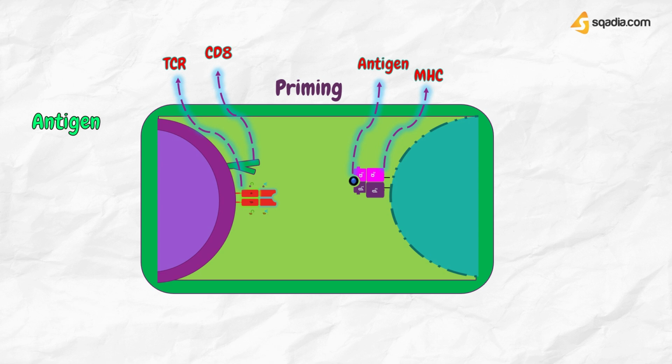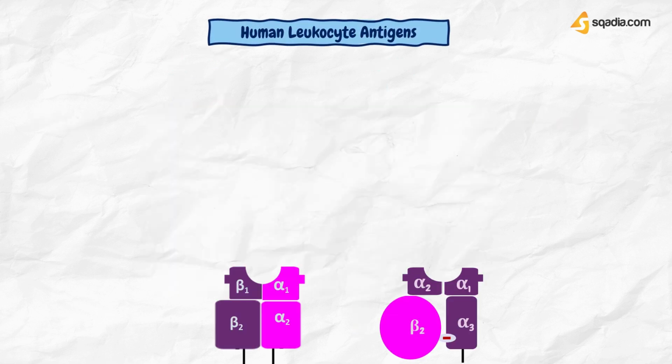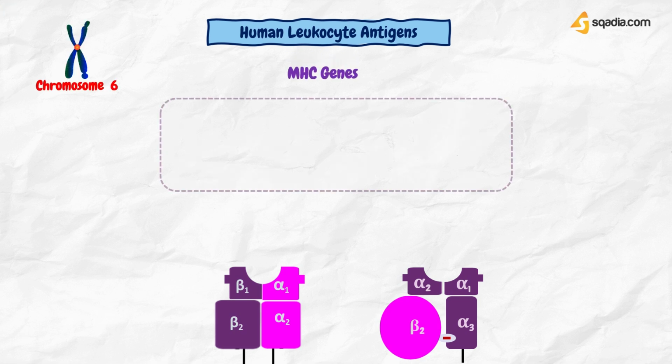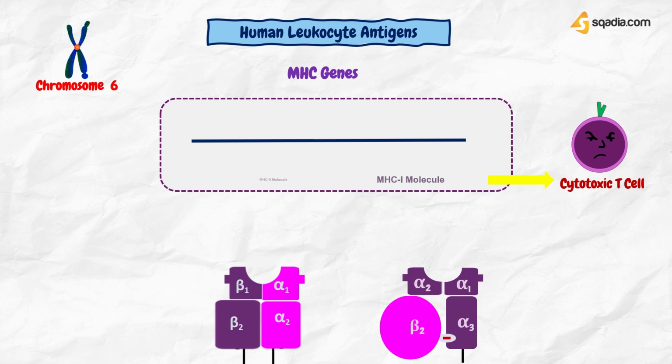MHC in humans is called human leukocyte antigens, and its proteins are encoded by MHC genes found on chromosome 6. It has two classes of genes. One class encodes the MHC class I molecule that binds cytotoxic T cells through CD8 receptors. Another group of genes encodes the MHC class II molecule that binds helper T cells through CD4.